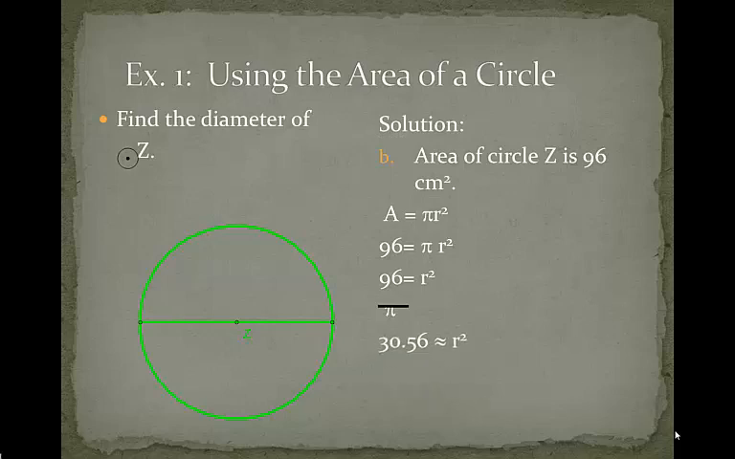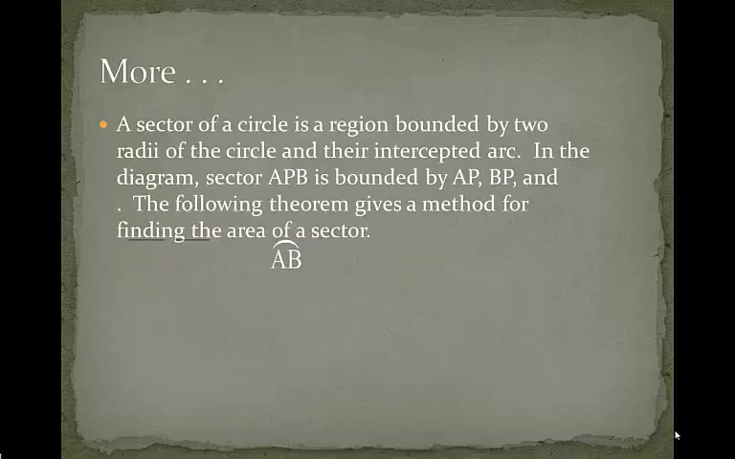And now I have to take the square root of both sides, so r would be around 5.53. So if my radius is 5.53, all I have to do is multiply that by 2 for the diameter, and I get around 11.06. So those are both different ways of using the area of a circle. All right, so let's look at this.